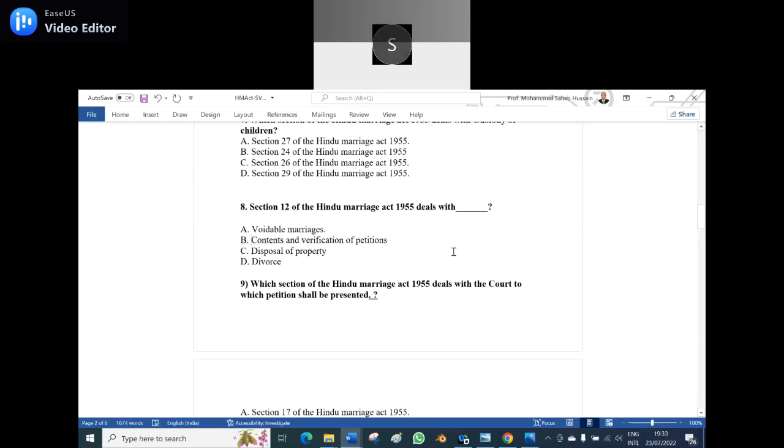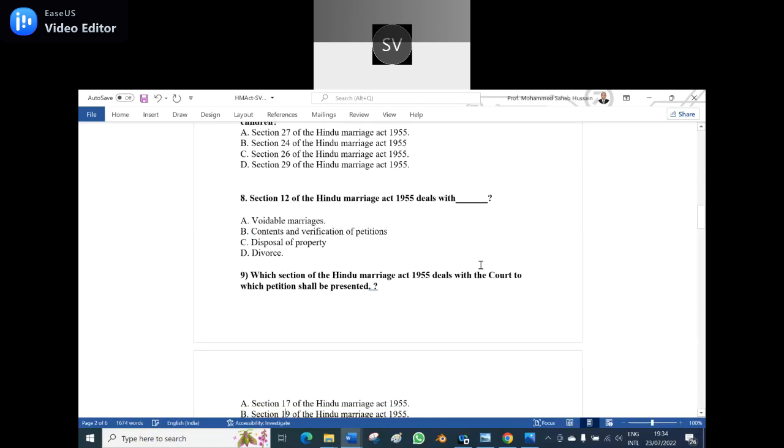Eighth question. Section 12 of Hindu Marriage Act 1955 deals with option A, voidable marriages, option B, consent and verification of parties, option C, disposal of property, option D, divorce. Voidable marriages. Yes, option A is the correct answer.